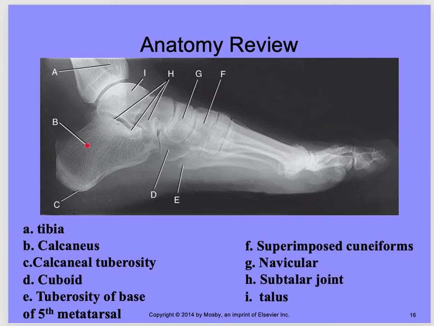So let's take a look. A is your tibia, B is your calcaneus, C is your calcaneal tuberosity, okay? So your tuberosity right there. D is your cuboid, okay? So this is on that lateral side. E is the tuberosity of the base of the fifth metatarsal. So this is that tuberosity, okay, of the base of the fifth metatarsal. F is your superimposed cuneiforms. Each cuneiform, they all three lie over top of one another, so it's the superimposed cuneiforms. G is your navicular.